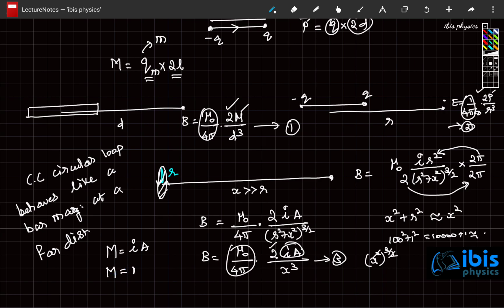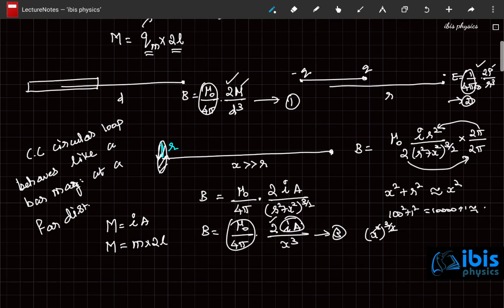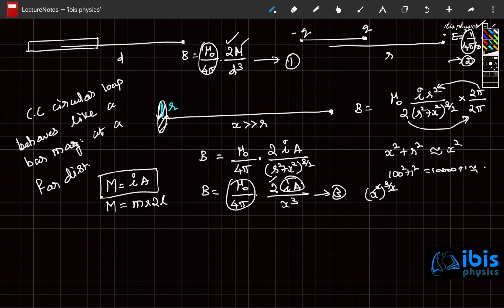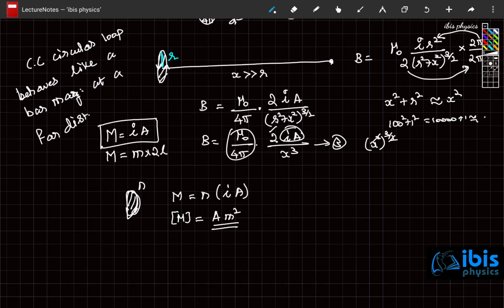Classically, magnetic moment is defined as pole strength into magnetic length. In the modern definition, we define magnetic moment as current into area. Suppose you have n number of turns. Then the total magnetic moment of a current carrying loop will be equal to n times current into area. This alone gives the unit for magnetic moment: n, the number of turns, has no units, current is ampere, and area is meter square. So ampere meter square. So there are three quantities.